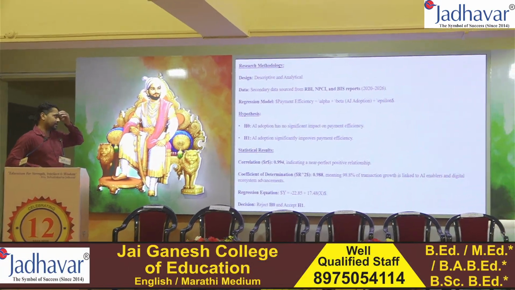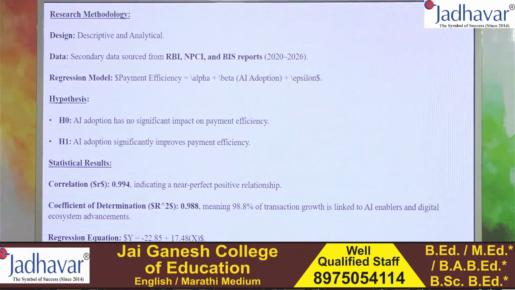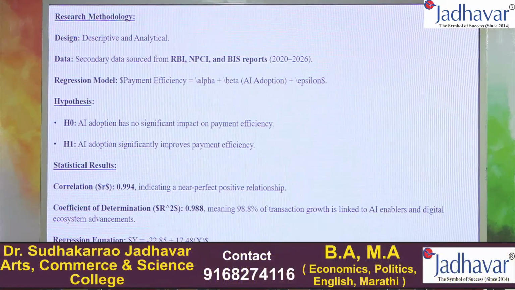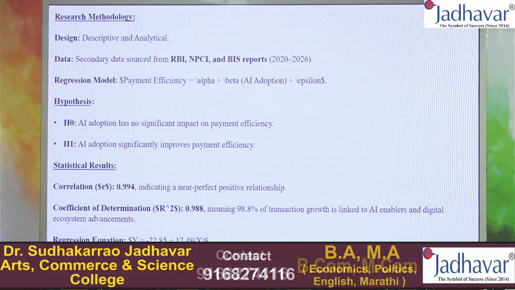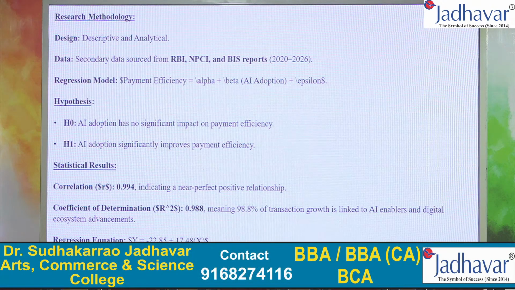The statistical result I already discussed is 0.994, a nearly perfect positive correlation. The coefficient is 0.988 and the regression equation is 22.88 plus 17.48. So as per the analysis, we are rejecting H0, the null hypothesis, and accepting that AI adoption improves payment efficiency.